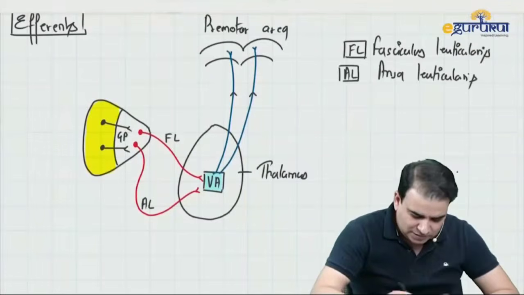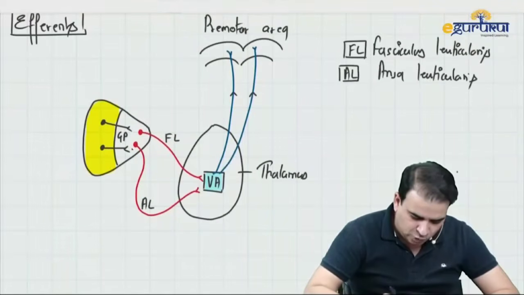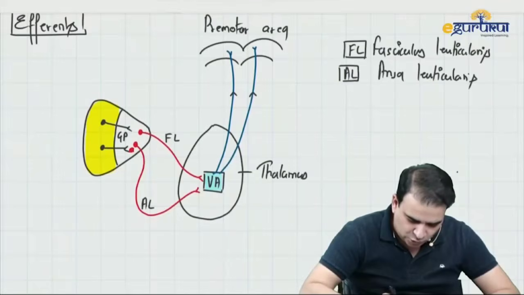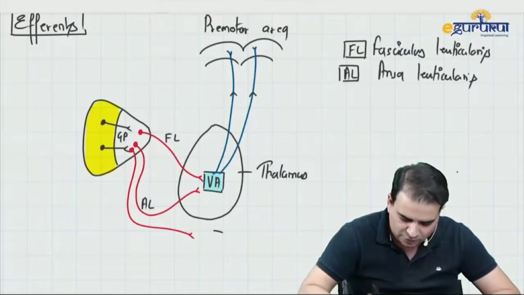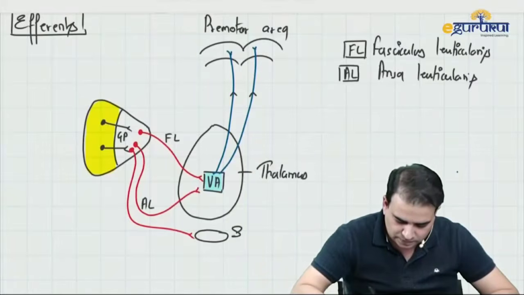Well, not only this, the efferent coming out of the globus pallidus are also going to the subthalamic nuclei. If this is the thalamus, let's say here we have the subthalamic nuclei.